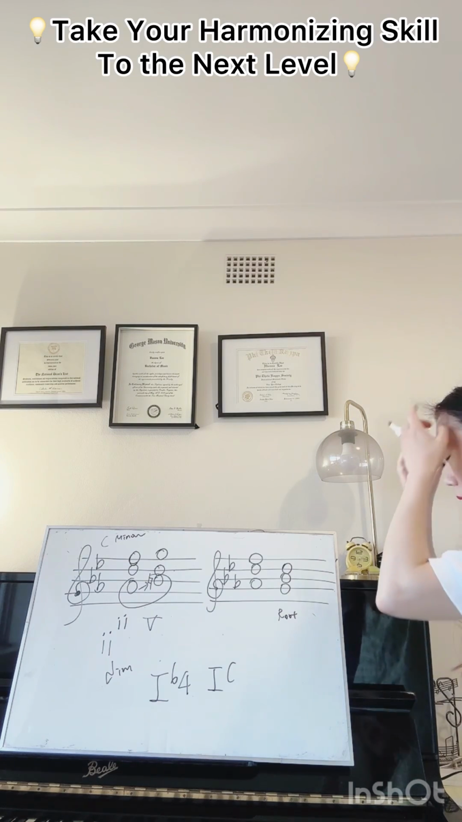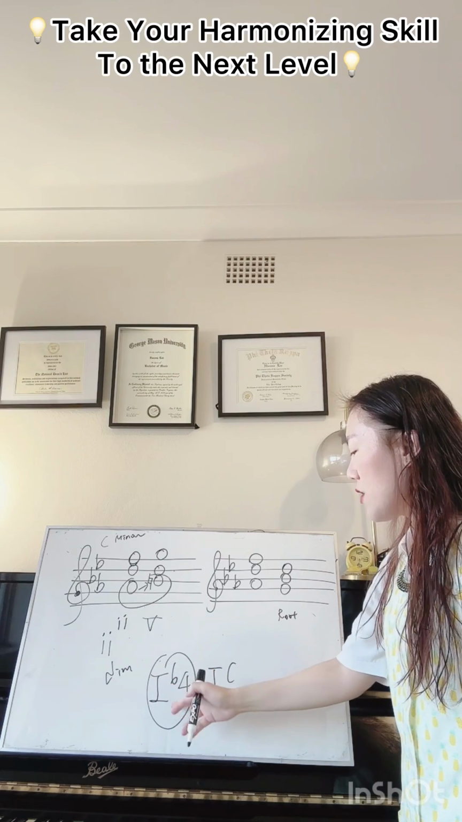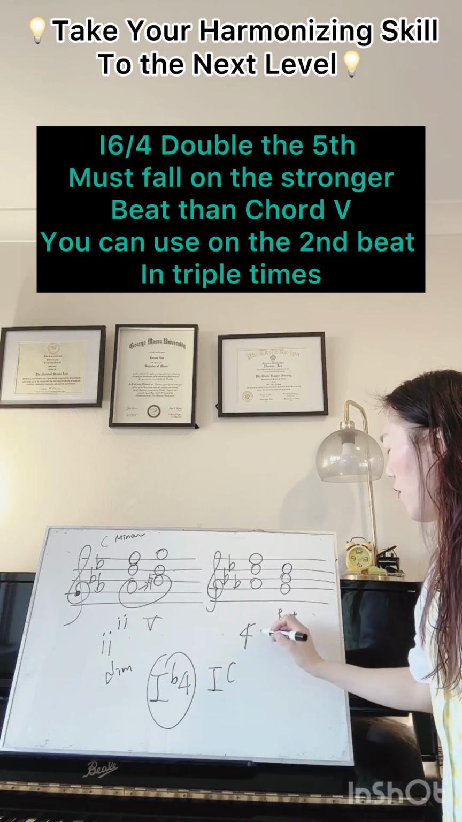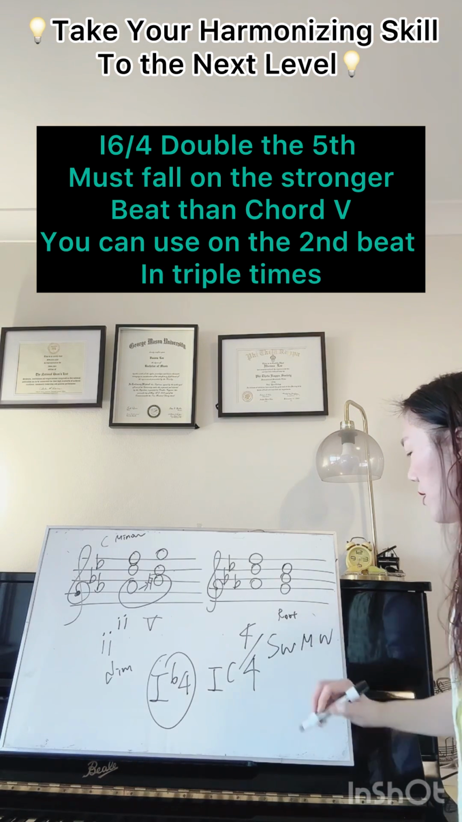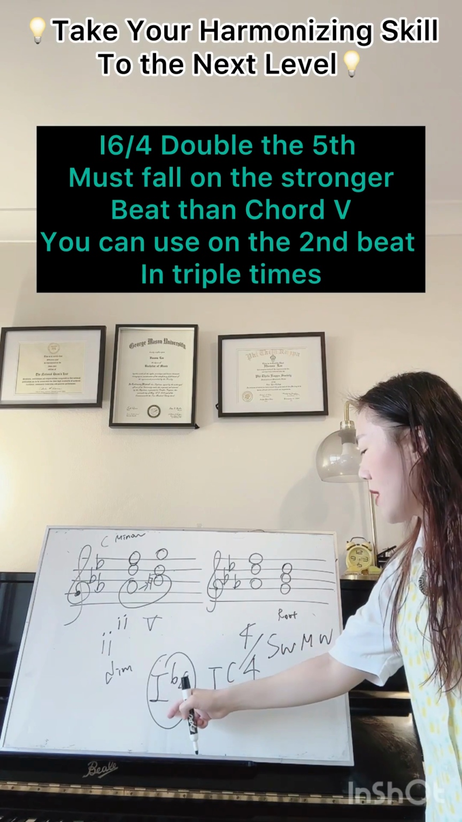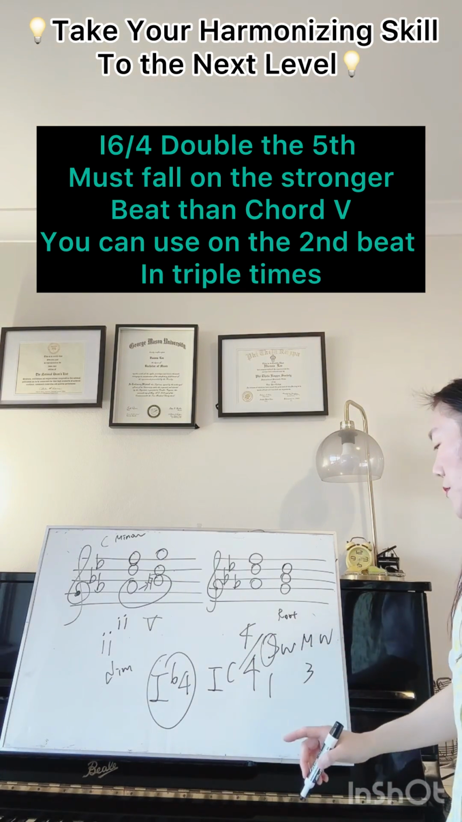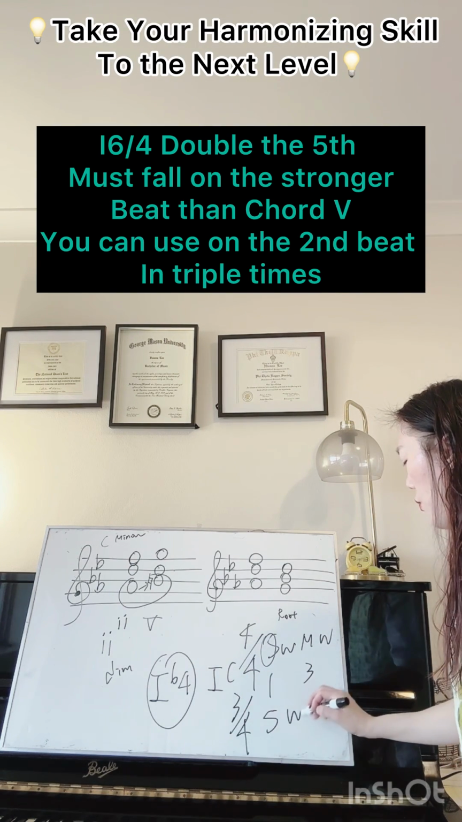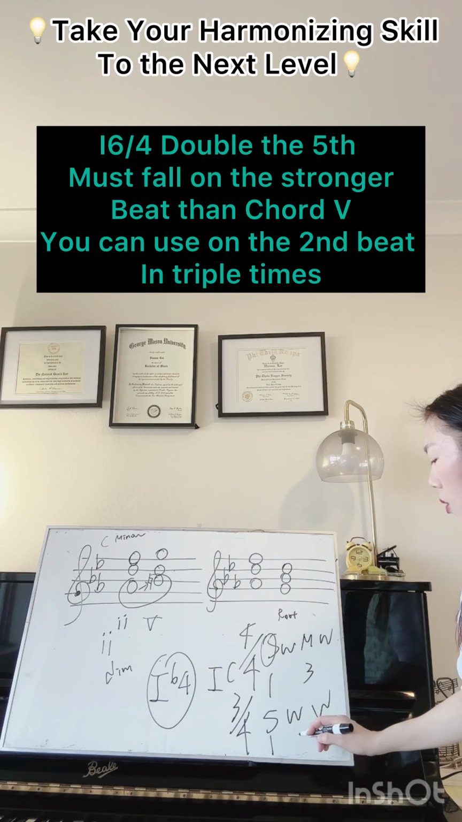Okay, and then when you're using chord number 1-6-4, it must be on a stronger beat than the chord number 5. So for example, in 4/4 time signature, quadruple time, strong, weak, medium, weak. What you can do is you can use chord number 1-6-4 on strong beat, which is count 1 or count 3, right? Okay, how about 3/4 time signature, strong, weak, weak. 1-6-4 could fall on count 1 or count 2, all right?